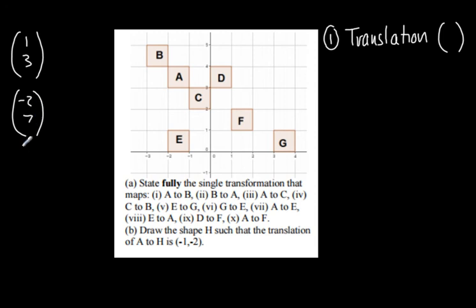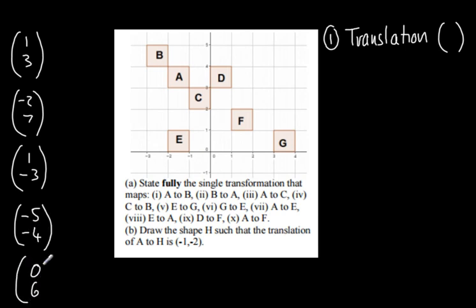-2, 7. 1, -3. Let's go for -5, -4. Let's go for 0, 6. The top number tells us what it's done in terms of the x-coordinate. So the top number is the x-coordinate, the bottom number is the y-coordinate.